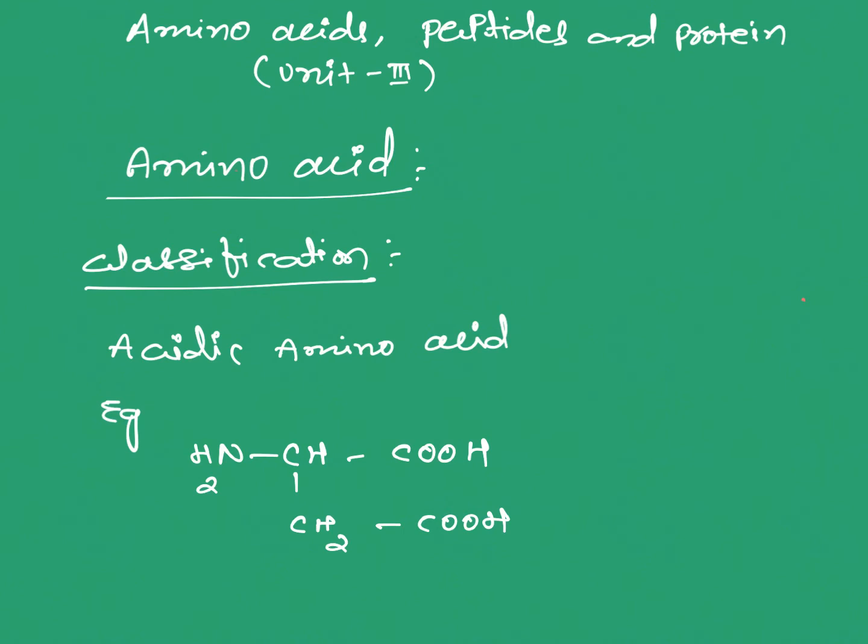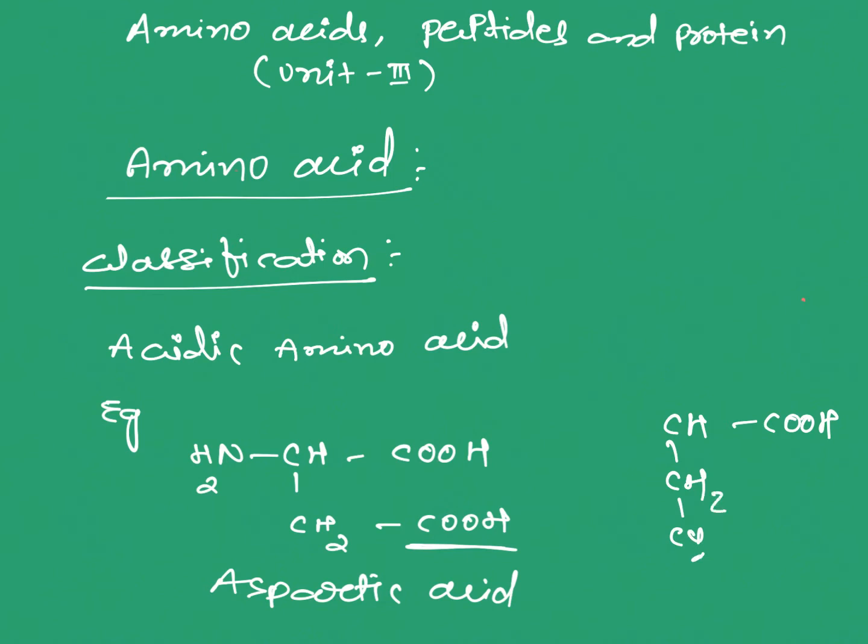You can see here, because of the extra COOH, the resulting solution will show acidic nature, and this kind of amino acid we call an acidic amino acid. This is an example, aspartic acid. Similarly we have another example, CH2, CH2, COOH, NH2. This is an example of an acidic amino acid. It is glutamic acid.